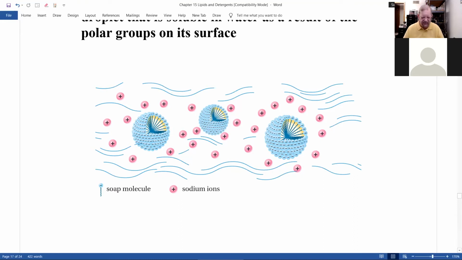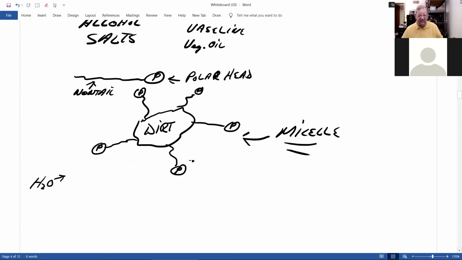And now water looks at the micelle and says, oh, micelle. And all it sees are the polar heads, because that's on the outside surrounding the dirt, and says, micelle, I'm polar, you're polar, let's go down the drain together. And that's how you get your hands and anything else clean. It works when you're doing your dishes. It works when you're doing your laundry. It works when you're washing your car.